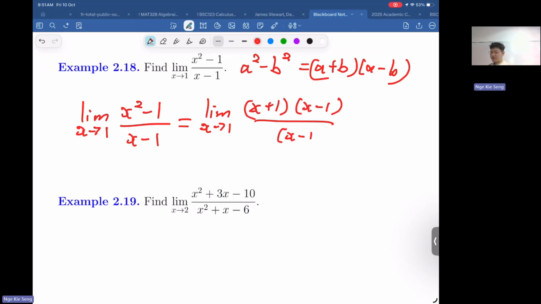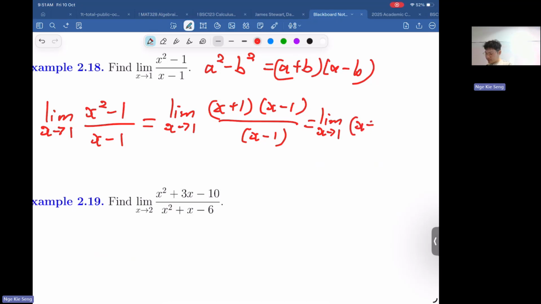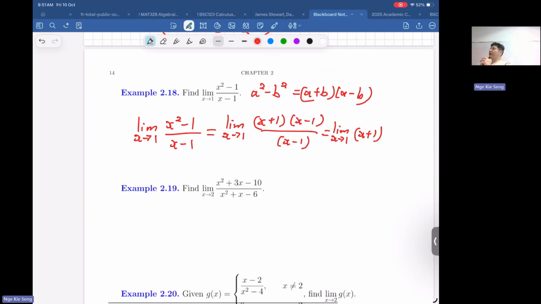Now ask yourself, can I cancel or not? We can cancel because we don't care about the point at x equals 1, just nearby x equals 1. If it is nearby x equals 1, we can do simplification because x minus 1 is non-zero. So we can equate this limit to the limit of x plus 1. But you know the limit of x plus 1 when x goes to 1 is 2.